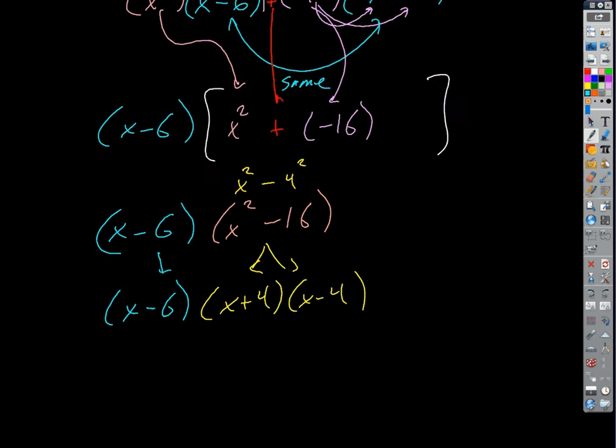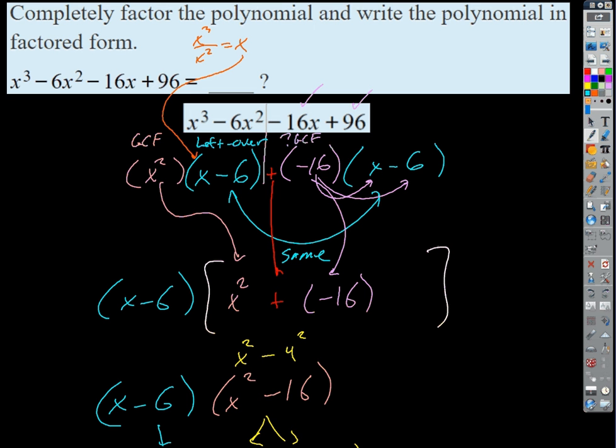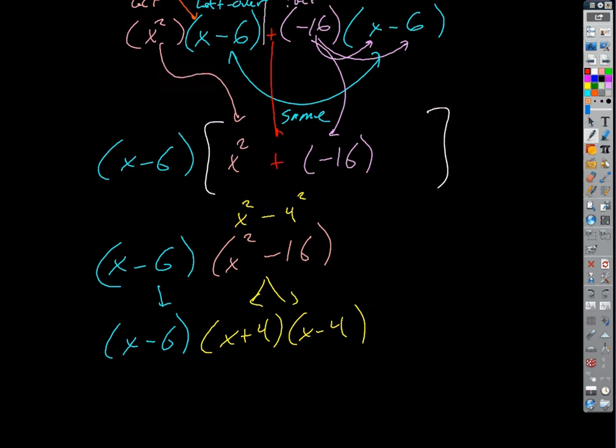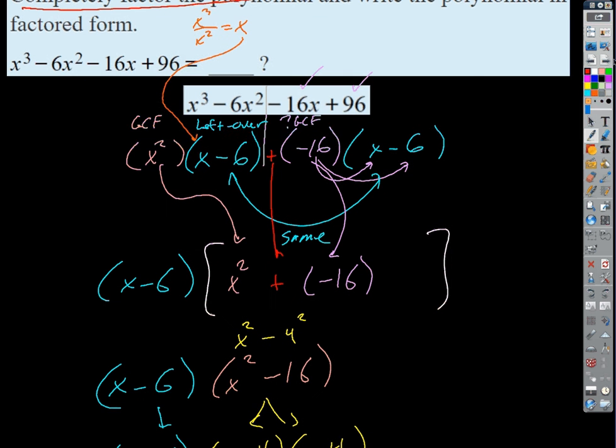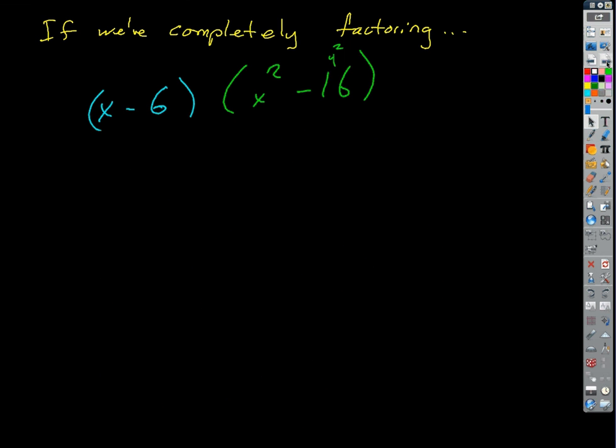So now, our directions ask us to completely factor this, right? So we want to break it up into factored form, break it apart as far as I can. Well, I'm done. I can't go any further than that. x minus 6 times x plus 4 times x minus 4 is equal to what we started with. Okay? So that's what we call factoring by grouping. Now let's practice another one, just a slightly harder one.